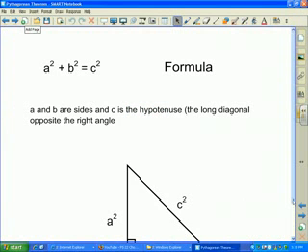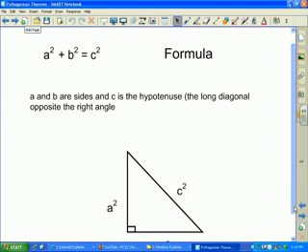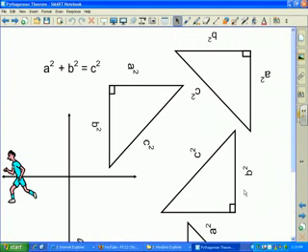Okay, so we're going to review the formula, which you know: a squared plus b squared equals c squared, where a and b are the sides, and c is the hypotenuse, the long diagonal opposite the right angle. The main point is that they recognize what side is what when they're given a word problem.